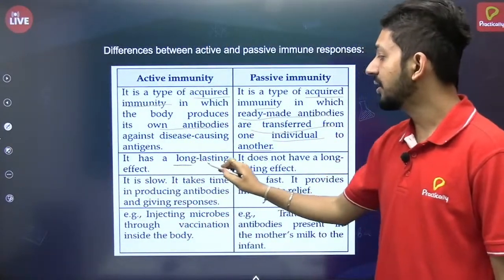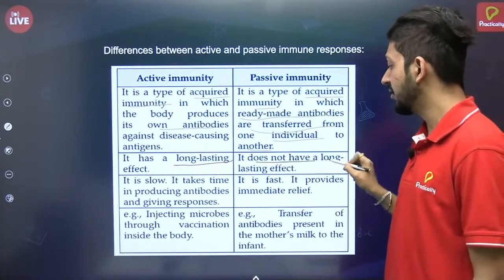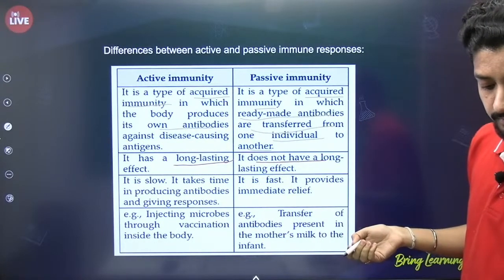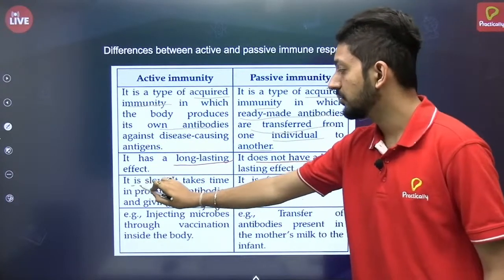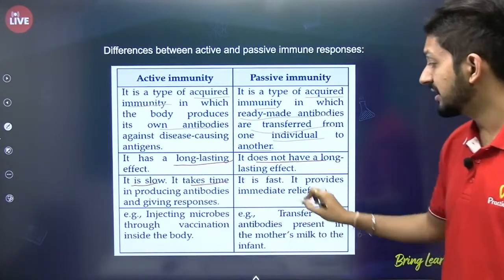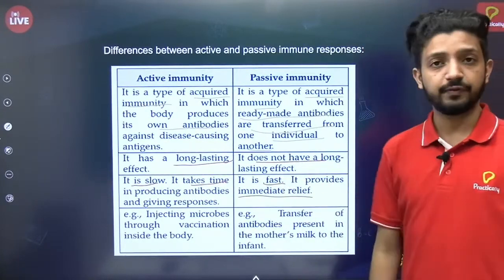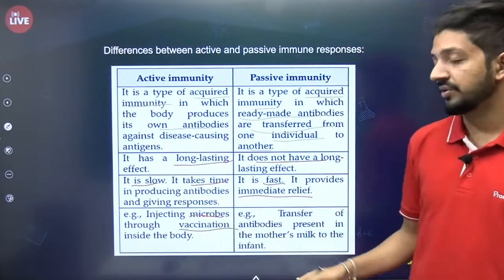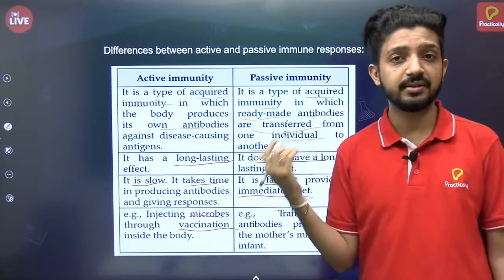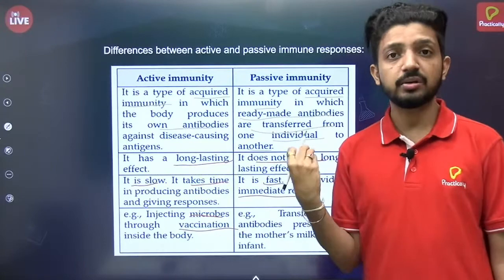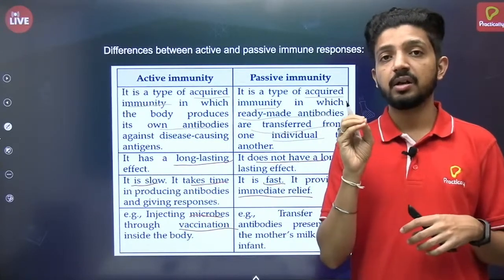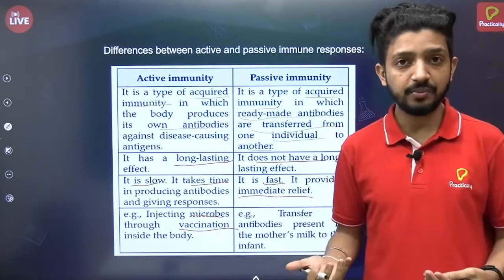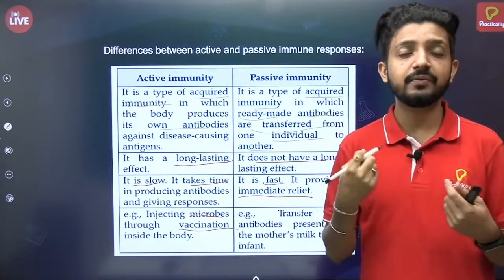So this one has a long lasting effect, but this does not have a long lasting effect since it is taken from another individual. Then this one is slow and takes time for producing antibodies. This is fast and provides immediate relief. Examples are injecting microbes through vaccination. Most of us have got vaccinated recently for COVID, so that helps to introduce the body to whatever substance is present in that virus, so that our body is already ready. It starts producing the antibodies on its own, so it takes time for our body to be well equipped.